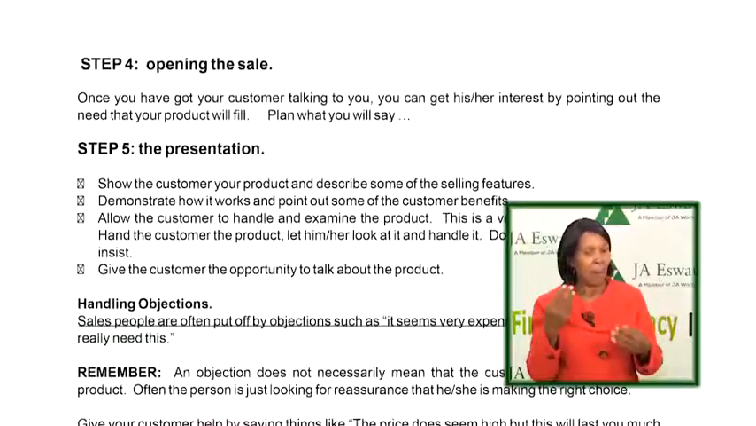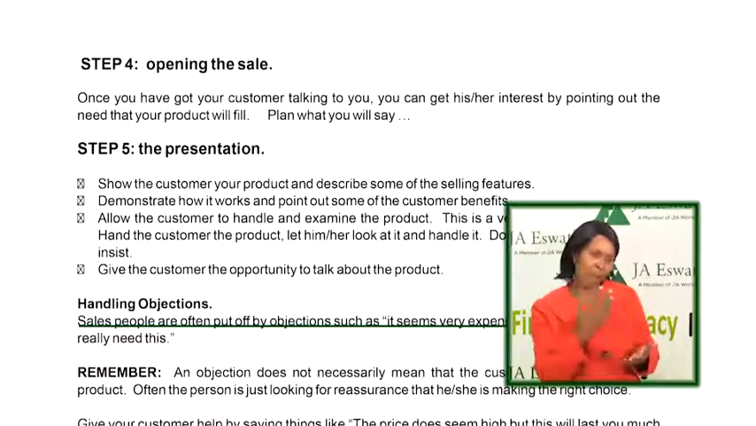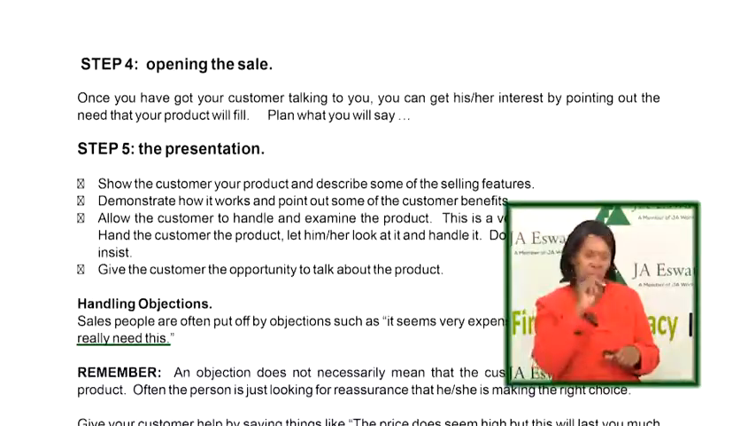And then handling objections. Salespeople are often put off by objections such as, it seems very expensive, or I'm not sure that I really need this. Remember, an objection does not necessarily mean that the customer does not want the product. Often the person is just looking for reassurance that he or she is making the right choice. So you must be observant of this and have a strategic way of how you're going to convince the customer that indeed he or she has the right product.